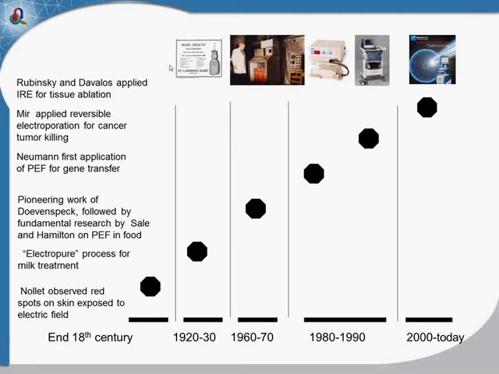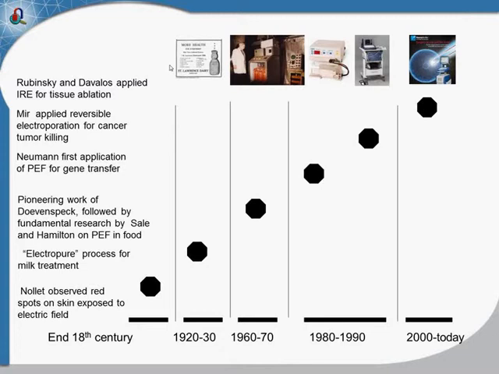Then in the 60s, the invention by Doevenspeck to use pulse electric fields instead of permanent, constant electric fields brought pulse electric fields back to food science. At this time, pulse electric fields were used for non-thermal pasteurization of products. Doevenspeck started with beer, and Sale and Hamilton then investigated the impacts of pulse electric fields in various products for pasteurization purposes. They were also the first to do the fundamental studies showing that the pasteurization effect of pulse electric fields is non-thermal. So we kill the bacteria not with heat, but with the electric fields themselves. I will show later how this is related to electroporation.